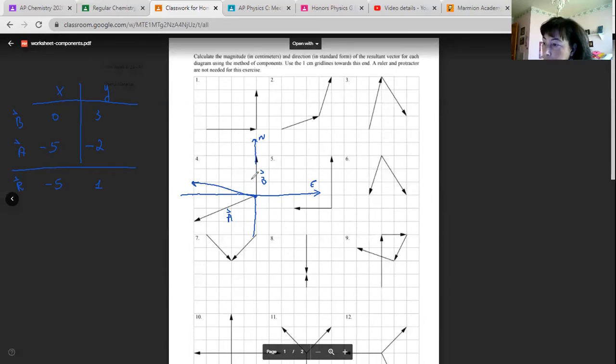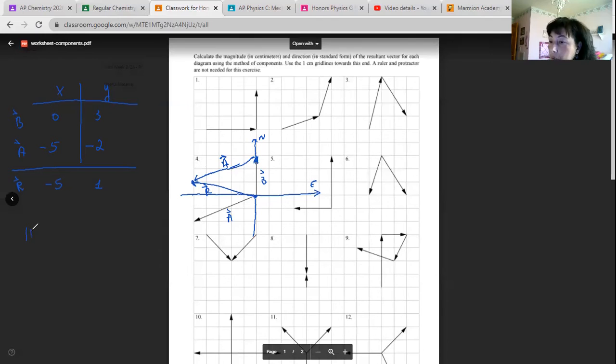Well, let's see. We said we were walking B first, right? So we ended right there. Then we are walking A. So A says -5 and -2. So this is the point that I hit. So this is the vector A moved up, but not rotated, right? So this is B, this is A. So the resultant makes sense, that is this one, okay?